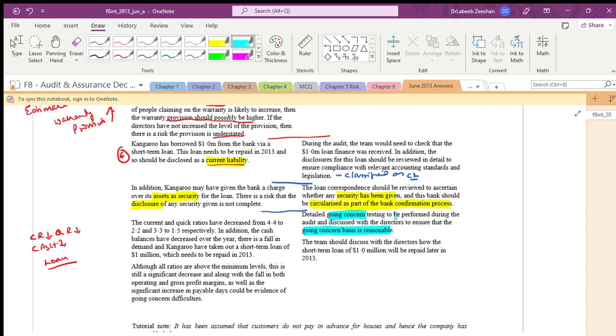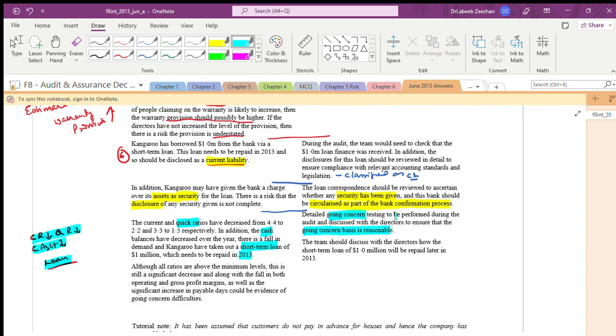If you are having this many issues, and all of these issues are related to cash, understand, all issues are related to cash. The cash balances have decreased, the quick ratio has gone down, and they have taken a short-term loan which has to be repaid within 9 months, before the end of the year. If all this is happening, definitely there is a going concern issue.